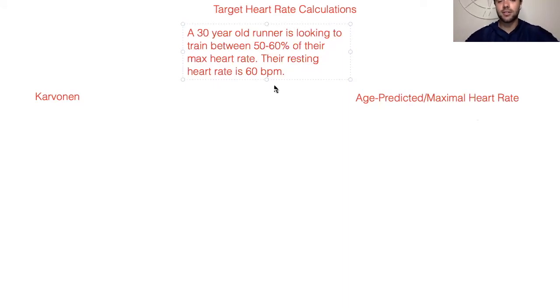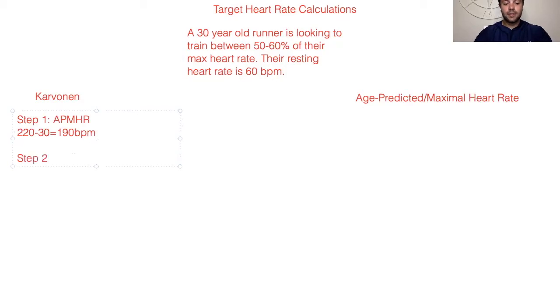If the question asks you to solve for Karvonen, they would provide you with that resting heart rate. We're going to start off with Karvonen. So step one is to find your age predicted max heart rate, APMHR. All that is super simple, just 220 minus age. In this example, the age is 30 years old, so we're going to do 220 minus 30, and that's going to equal 190. So 190 beats per minute.